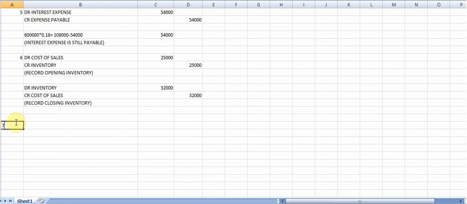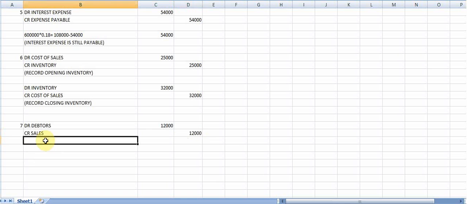For number 7, I'm going to say sold goods on credit. That was an easy one. I will debit the debtors. I will credit the sales. And the amount there is 12,000. And my narration will be record credit sales.